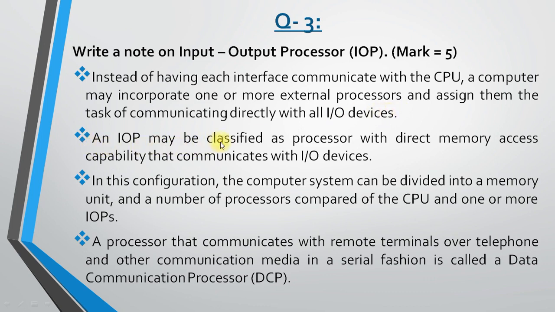An IOP may be classified as a processor with direct memory access capability that communicates with IO devices. So using the IOP, input output processor, you can use direct memory access, which is capable of communicating directly with different types of input output devices.